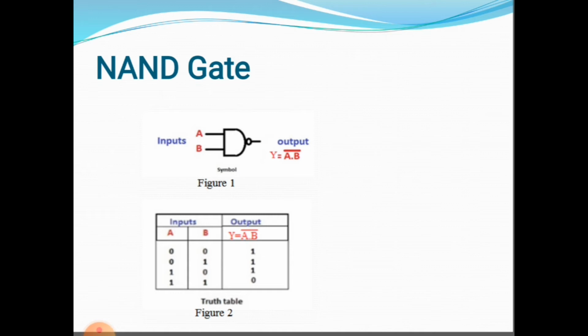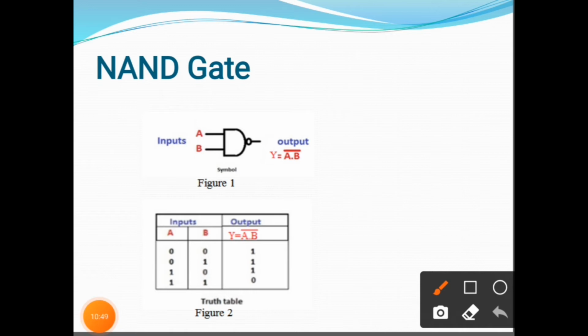The output is high if either of input A or B is low, or if neither is high. It can also be defined as the output of a NAND gate is low or 0 if and only if all the inputs are high or 1. The logic equation is Y equals (A dot B) whole bar. When we pass A equals 0 and B equals 0, then output will be 1.